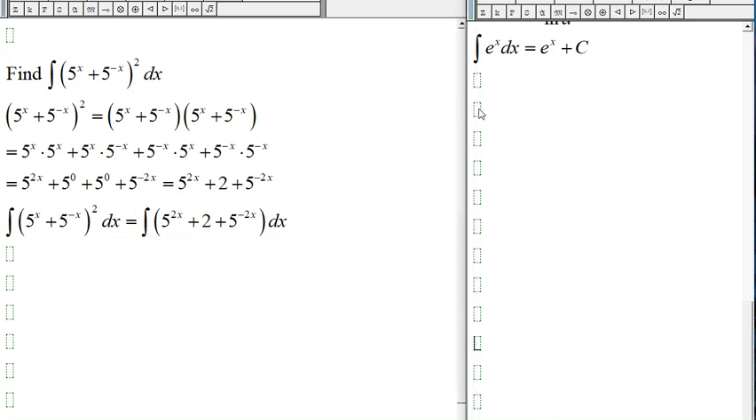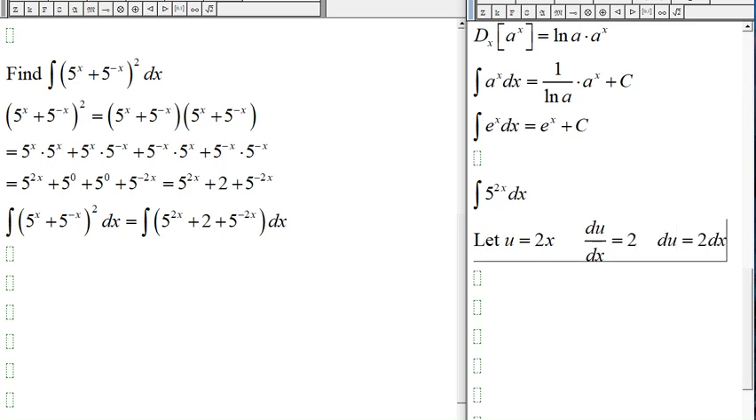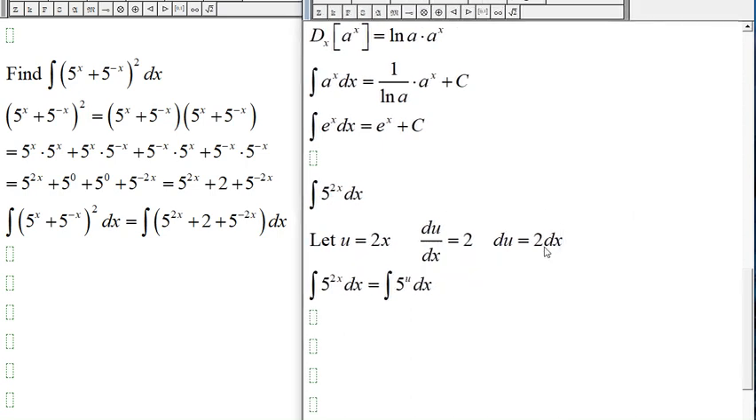So let's do the integral of 5 to the 2x. Here we just use the substitution method. So we have, let u be 2x. So du/dx will be 2. So we have du is equal to 2 dx. And so this becomes 5 to the 2x right here, 2x is u. And then for dx right here, we have to multiply both sides by 1/2. So we have 1/2 du.